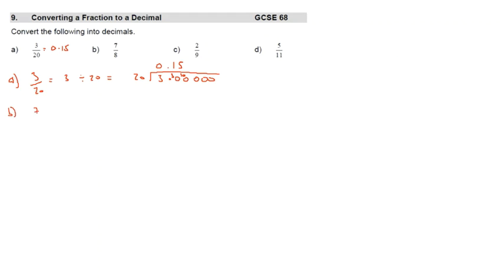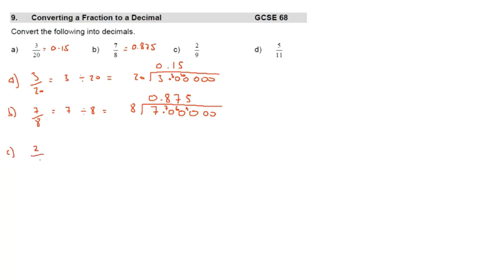Question B, 7/8 equals 7 divided by 8. So 8 goes outside, 7 goes inside. Note there again, 1, 2, 3, 4, 5, remainder 7. How many 8s are in 70 is 8, remainder 6. 8 in 60 is 7, remainder 4. 8 in 40, exactly 5. This is 0.875.